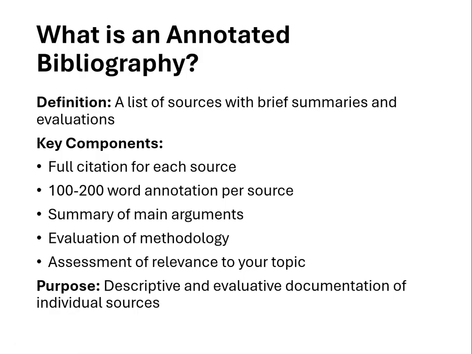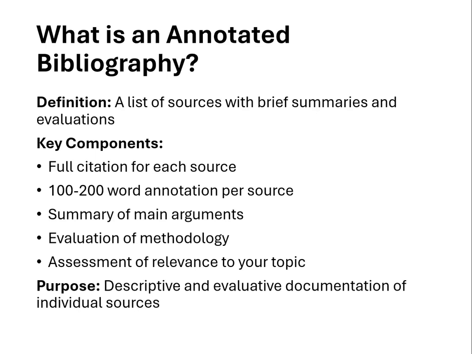First of all, what is an annotated bibliography? Essentially, it's a list of sources with brief summaries and evaluations. For me, the best approach is to pick a topic that I'm going to write a paper about. Then as I'm doing the annotations, I tie the annotations to my primary thesis or my research question. I don't just do an abstract. This is not an abstract.